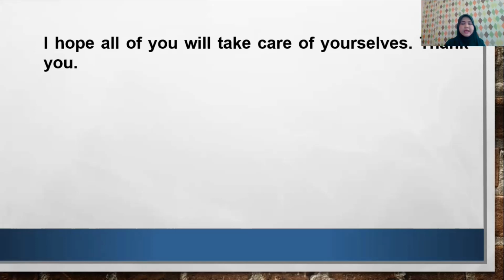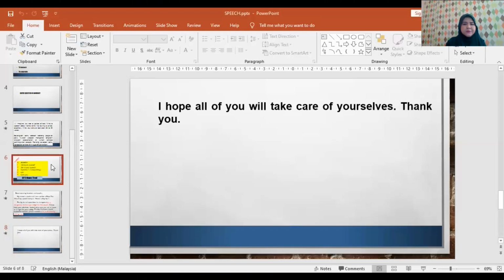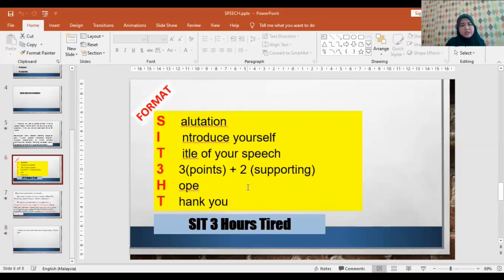If you look at this question carefully, it's not that difficult to answer a speech question. The tip is, remember my formula, SIT 3 HOURS TIRED. Then you will find that answering a speech is very easy. Remember, your speech will start with your salutation. Next, introduce yourself and the title of your speech, and this SIT will be in your first paragraph. Your second paragraph will consist of the 3 plus 2, and your third paragraph will have the hope and thank you.